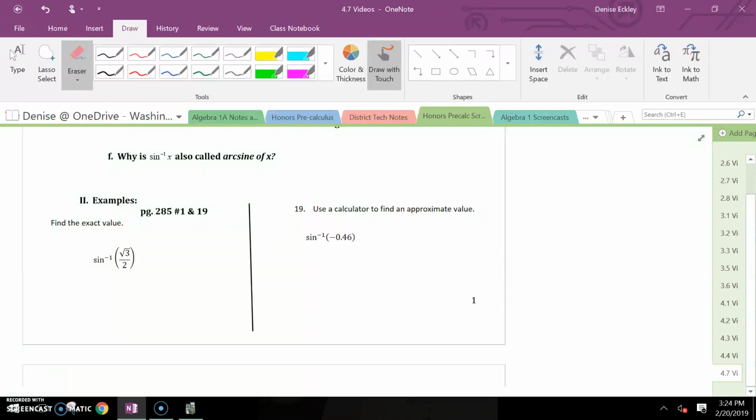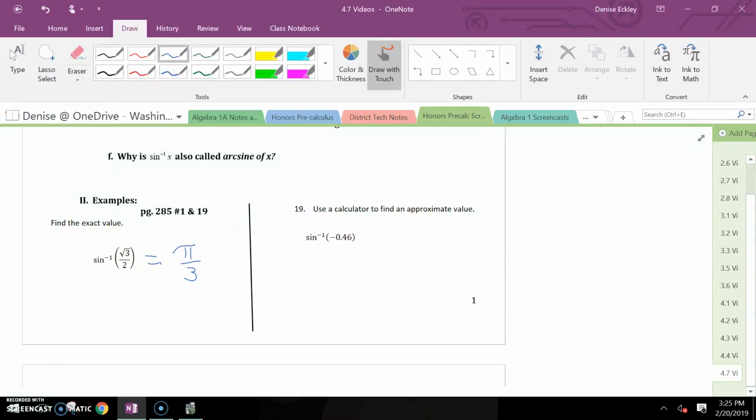So from negative pi over 2 to 0, sine is negative, so it can't be an angle in that quadrant. So it'll be in the first quadrant, and the angle that has a sine value of square root of 3 over 2 is, of course, pi over 3.